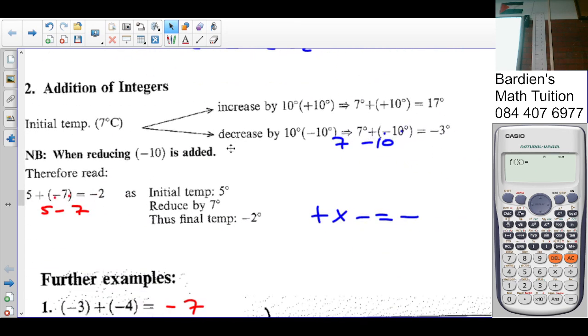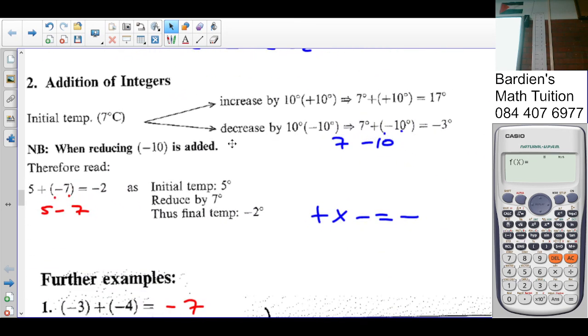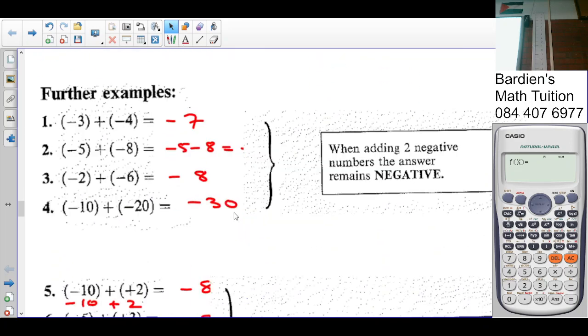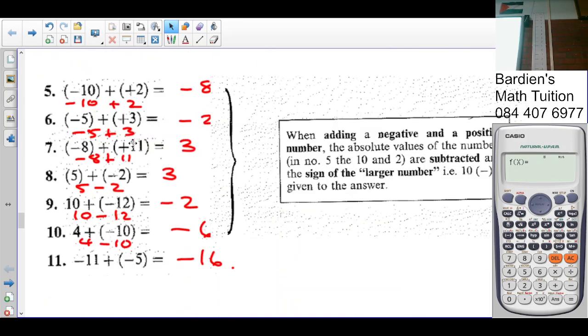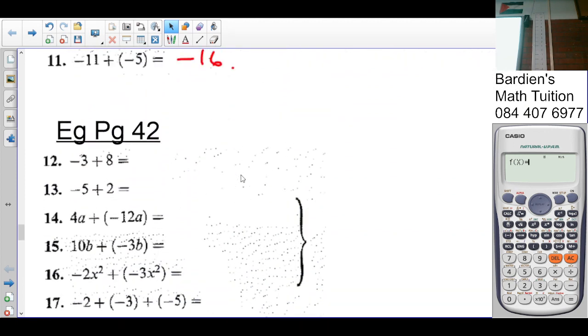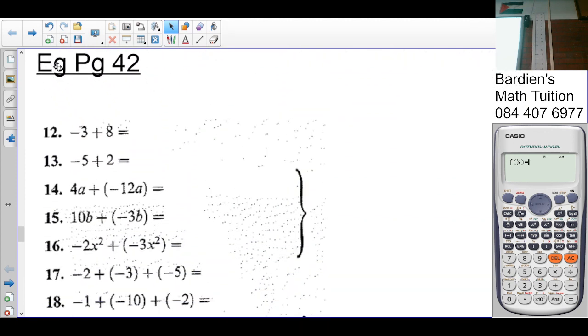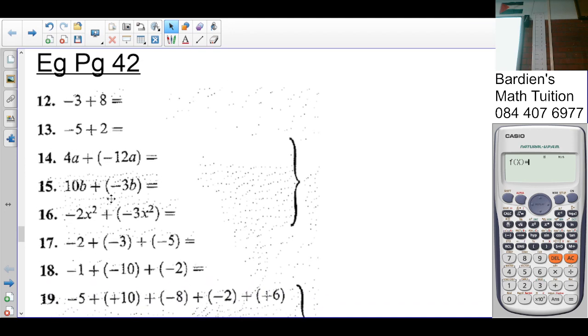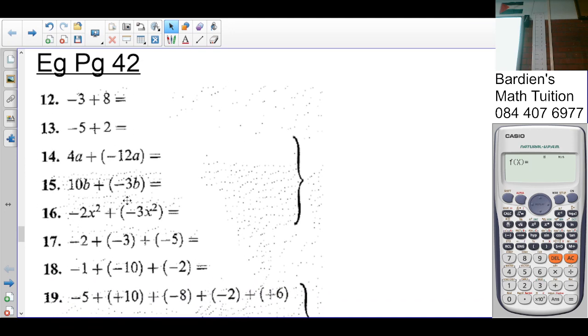Then we went on to integers. We spoke about that extensively. We did further examples. We made this note here. So number 12 onwards. Did you guys answer this already? It was part of your homework, no?